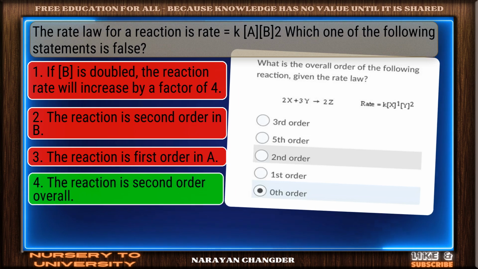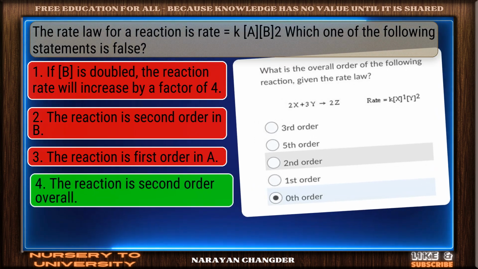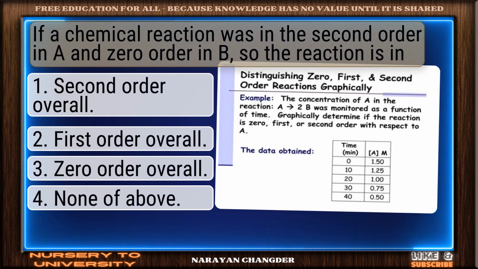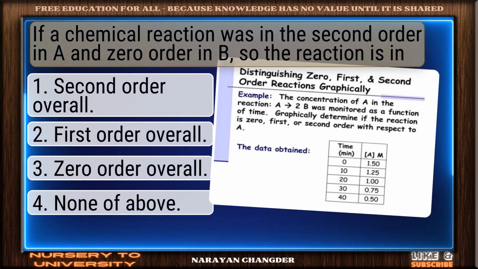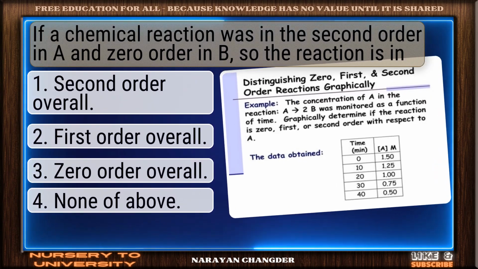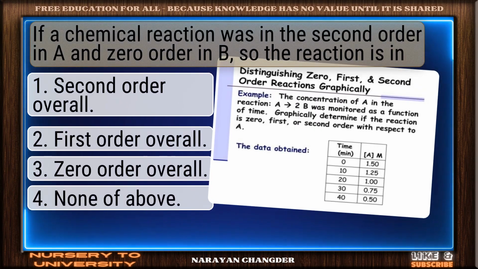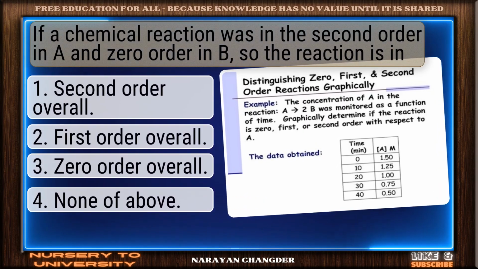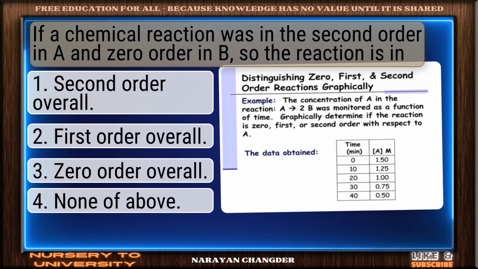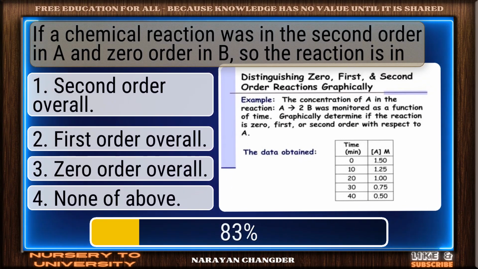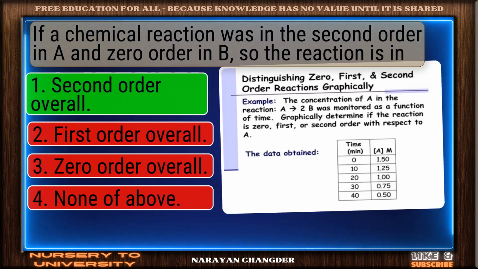Yeah, the reaction is second order overall is correct. If a chemical reaction was second order in A and zero order in B, so the reaction is: Option 1, second order overall. Option 2, first order overall. Option 3, zero order overall. Option 4, none of above. You got it, second order overall.